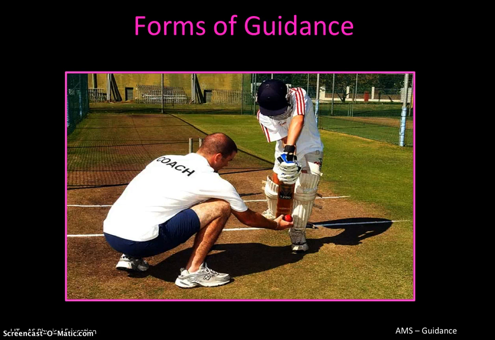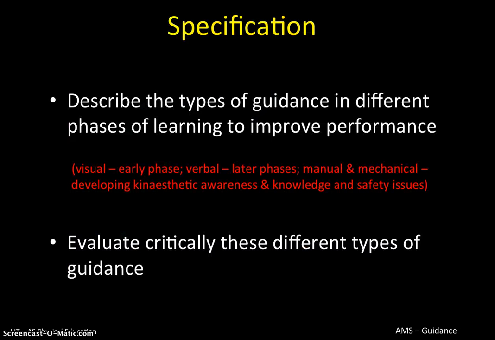For the acquiring movement skills section of ASPE, we look at forms of guidance. Now, the specification says that we need to be able to describe the types of guidance in different phases of learning to improve performance. So obviously we will establish what guidance is and what the different types are, and we will look at how each type of guidance is appropriate perhaps to a different phase of learning, which we've learnt about already.